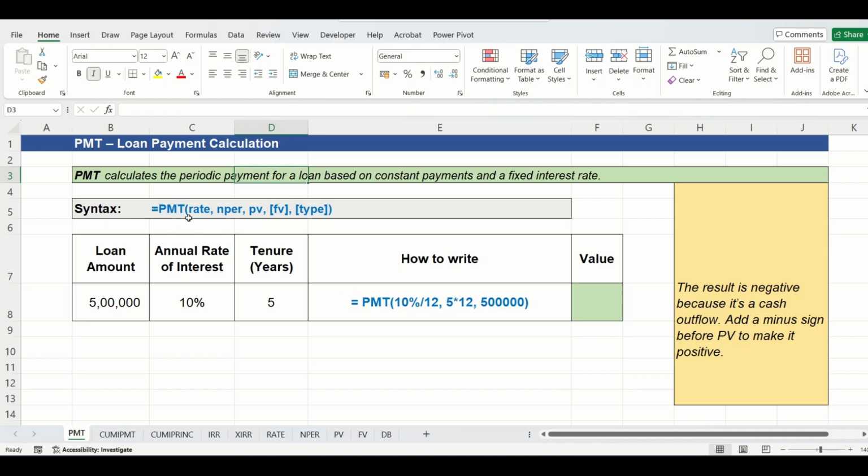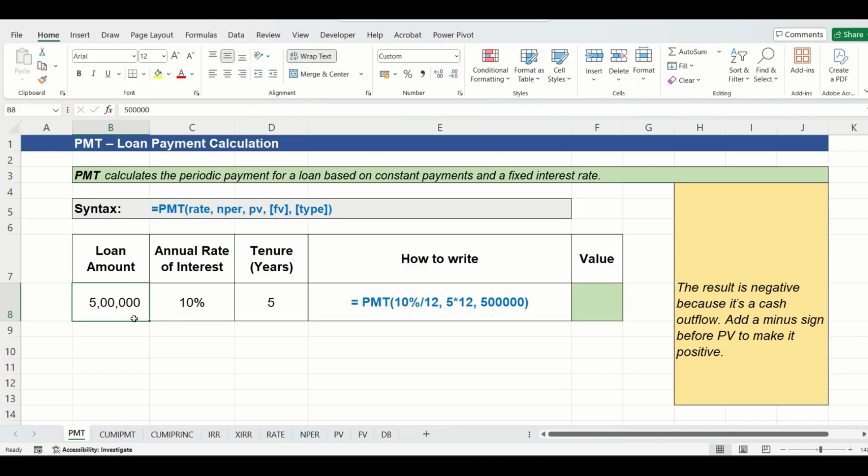This is the syntax. PMT, bracket is opened. First is the rate of interest, then the period, and the principal value of the loan. These three are mandatory arguments, whereas FV and type are the optional arguments. The first argument is the rate of interest, which is 10% in this example. NPER is the period, which is 5 years, but when you put NPER, you should give it in months. So it will be 5 into 12. And the PV is the principal value, which is 5 lakhs in this case.